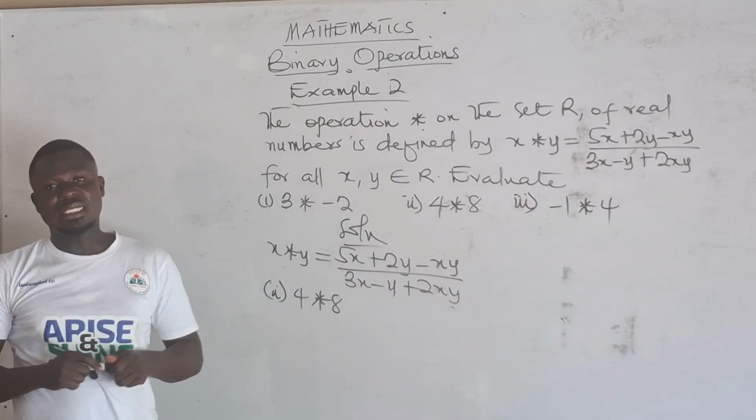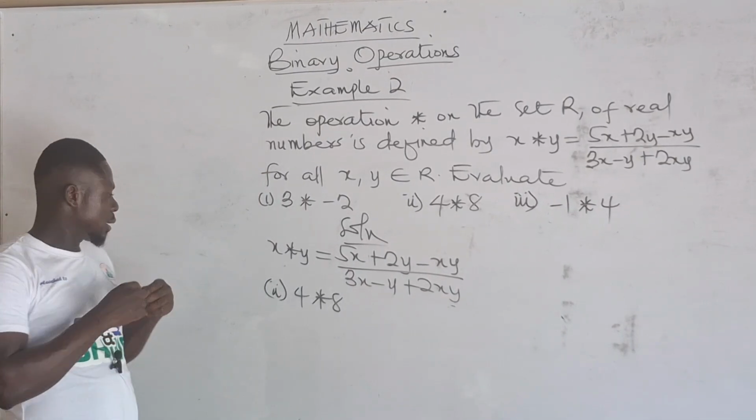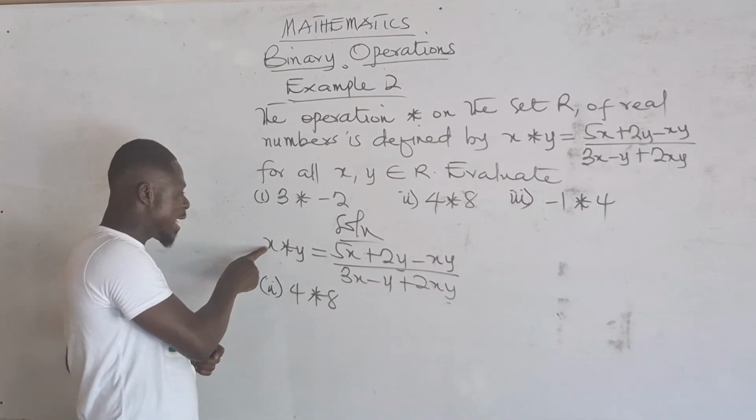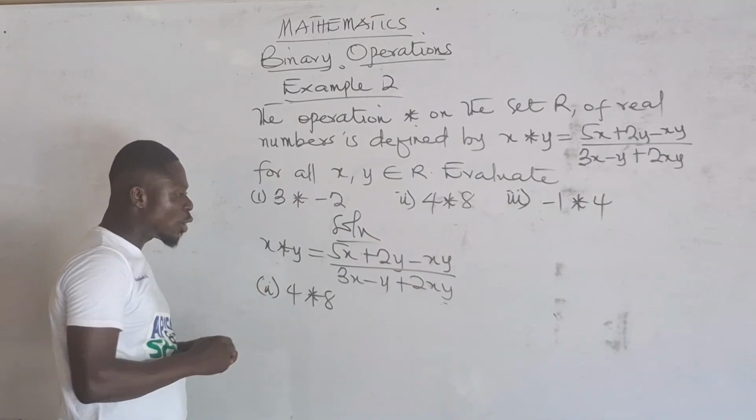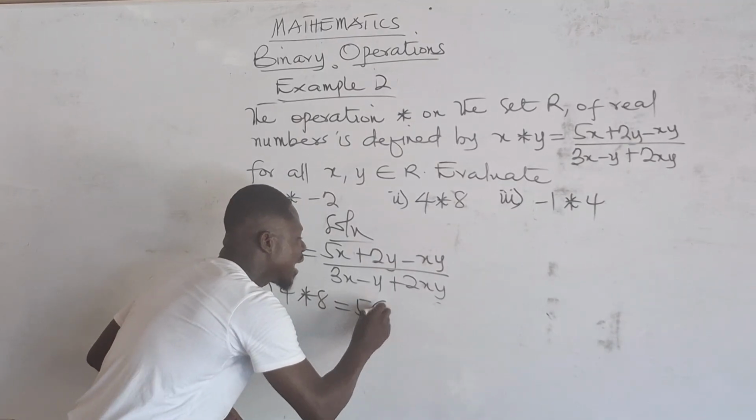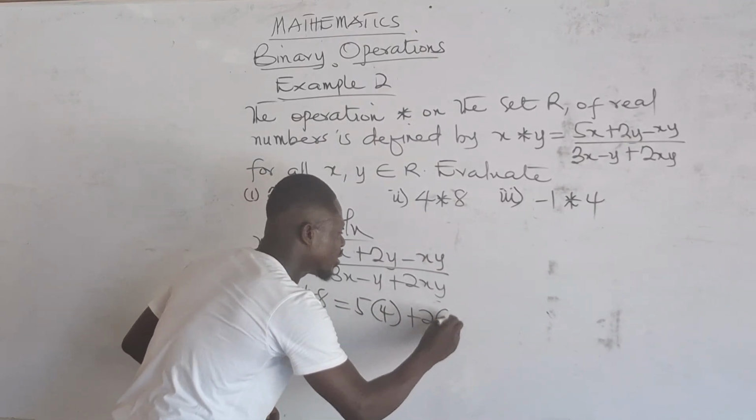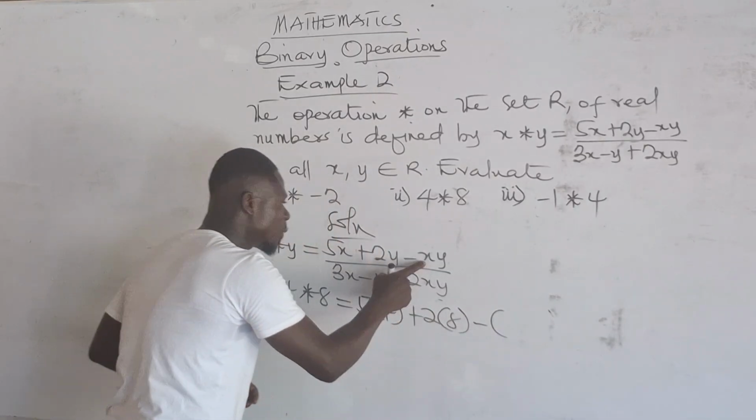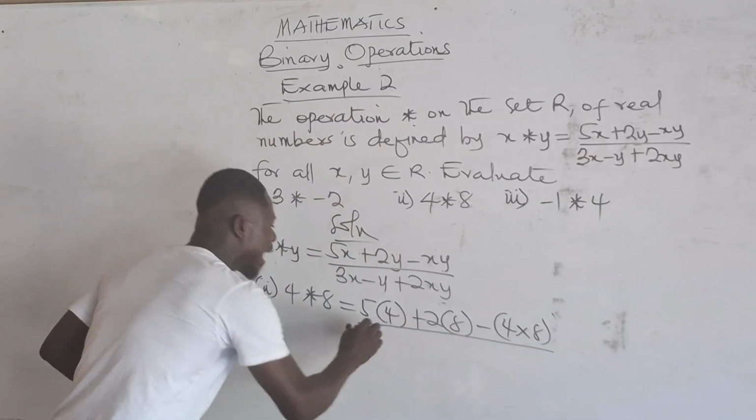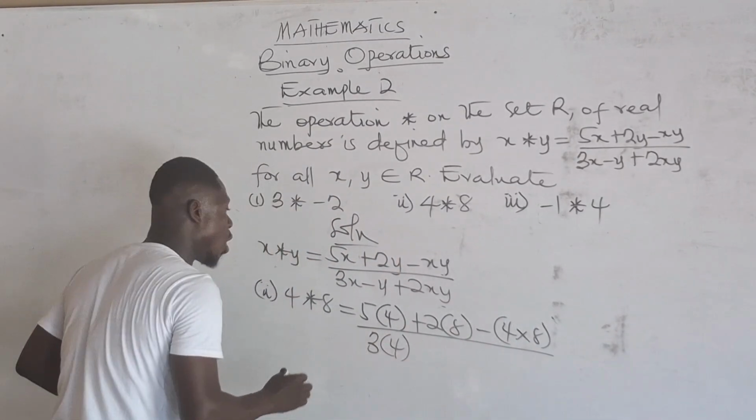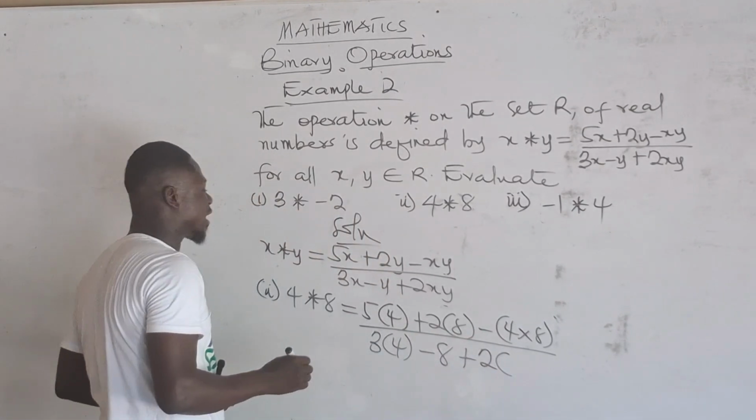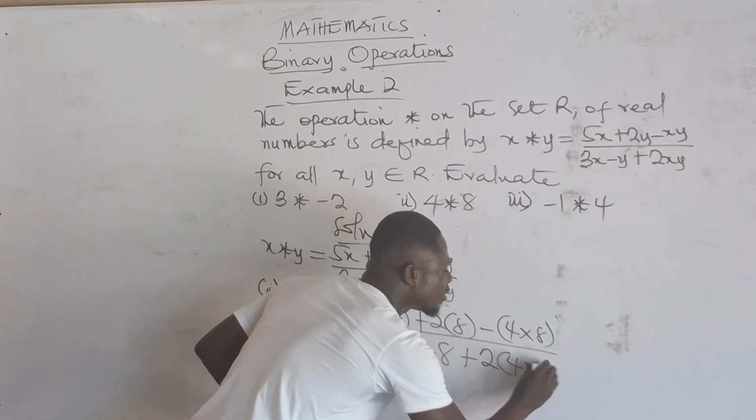Now let's consider the second example, part ii. Under this, we can clearly see that our x is now 4, our y is now 8. So when we put these values into the formula, we will have 5 times 4 plus 2 times 8 minus multiplying x and y will be 4 times 8. All over, now we have 3 multiplying x, so it will be 3 times 4, then minus our y is 8. We now have to multiply the product of x and y, and we have 4 times 8.